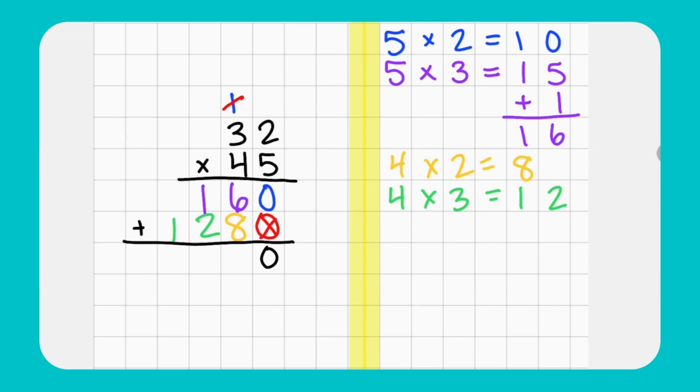0 plus 0 is 0. 6 plus 8 is 14. Carry the 1. 2 plus 1 is 3, plus 1 more is 4. And 1 plus nothing is 1. Don't forget to put a comma between the thousands and the hundreds place. And our answer for 32 times 45 is 1,440.